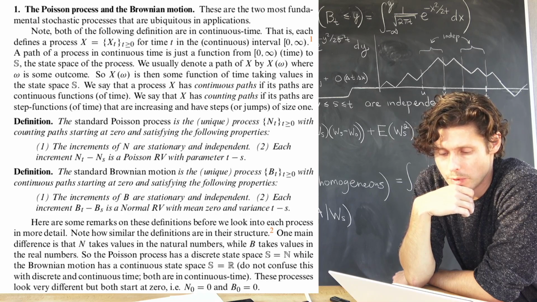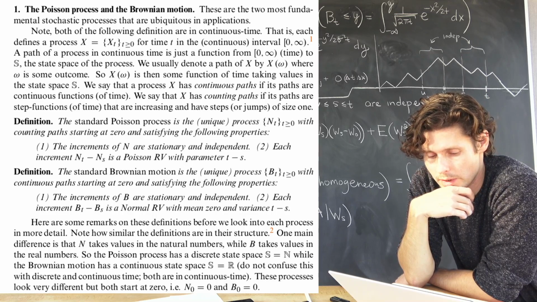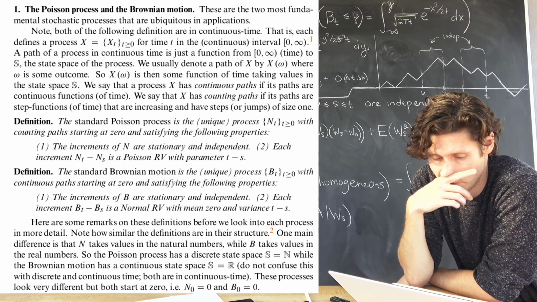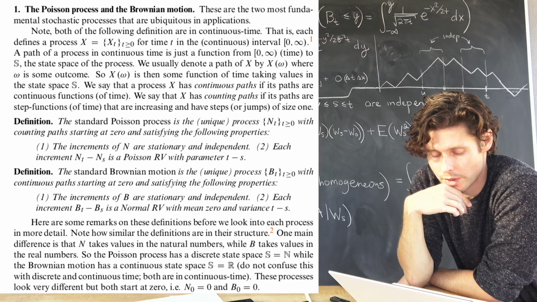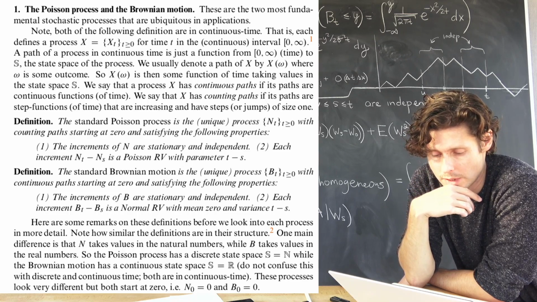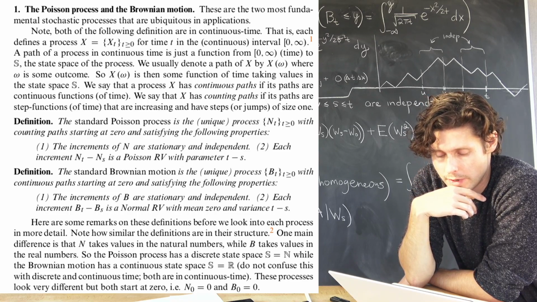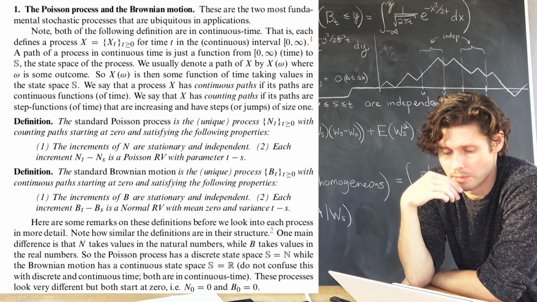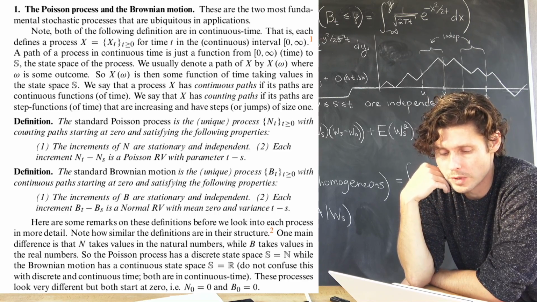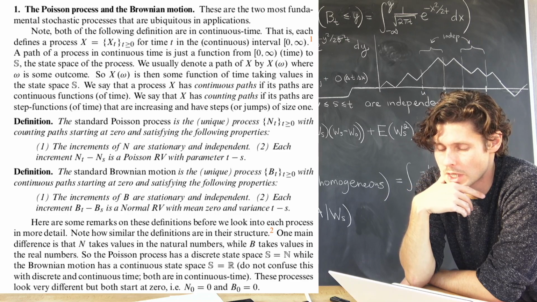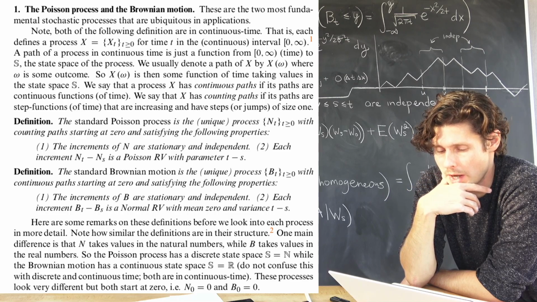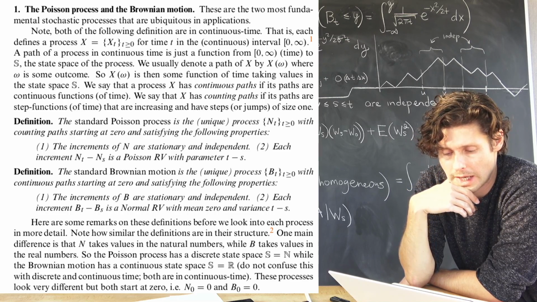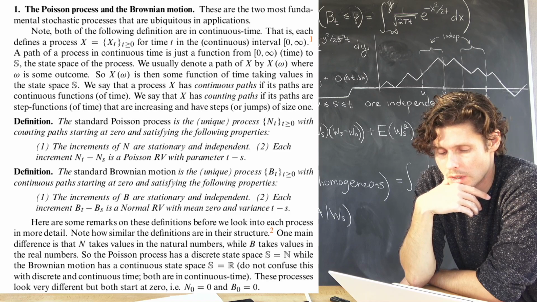So standard Brownian motion is the unique process B_t with continuous paths. W certainly had those as well, starting at 0, and W started at 0 as well, satisfying the following two properties. So let's see if these two properties hold, maybe with some modification for W. The first one says that the increments of B are stationary and independent. We'll come back to this in a second. And the second one says that each increment is normal with mean 0 and variance t minus s.